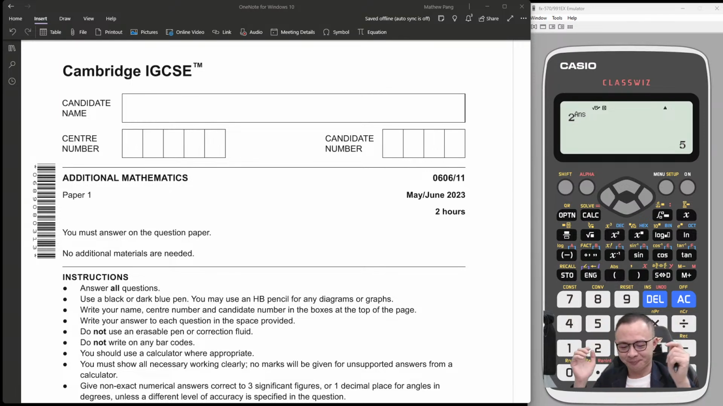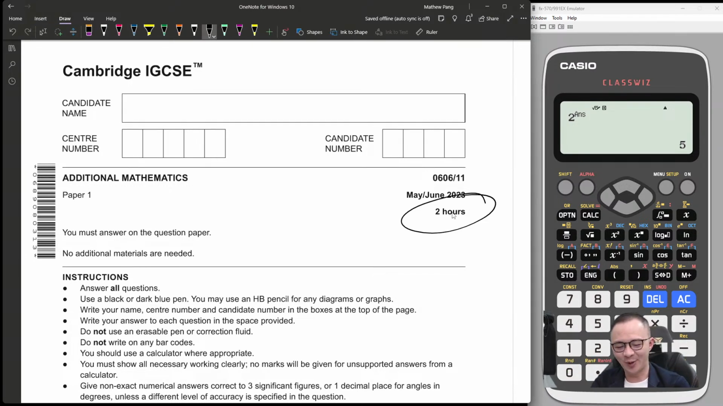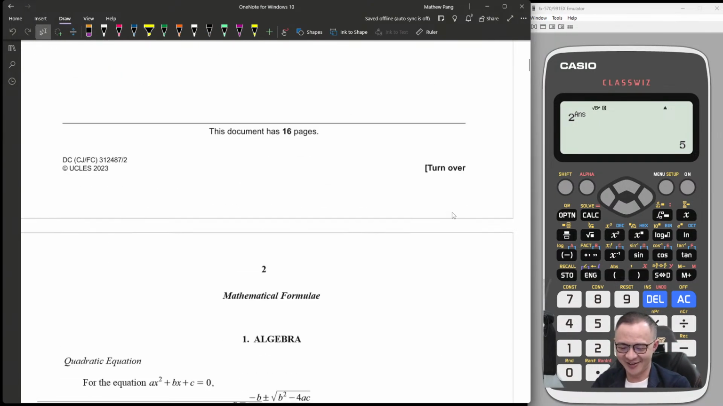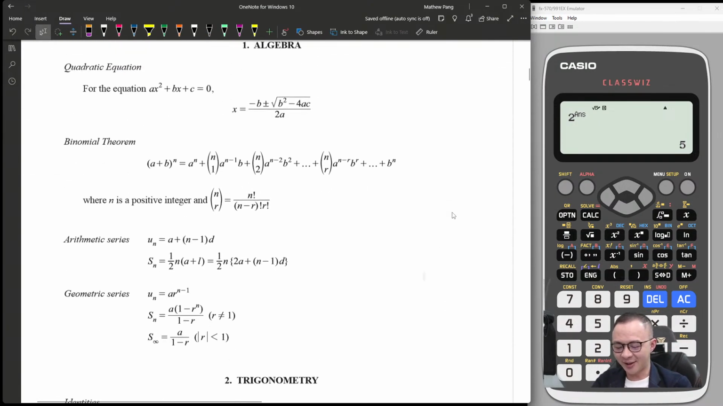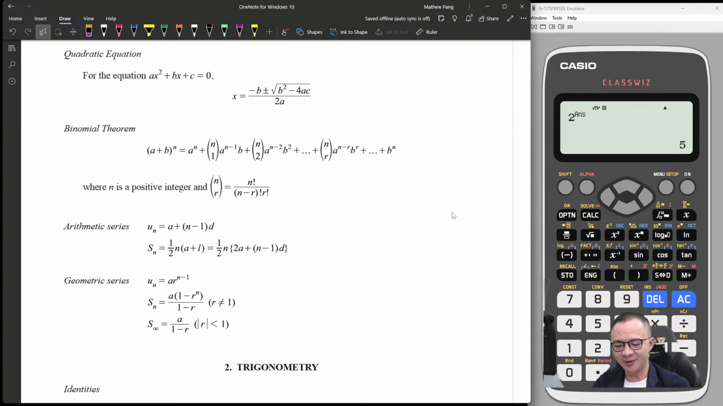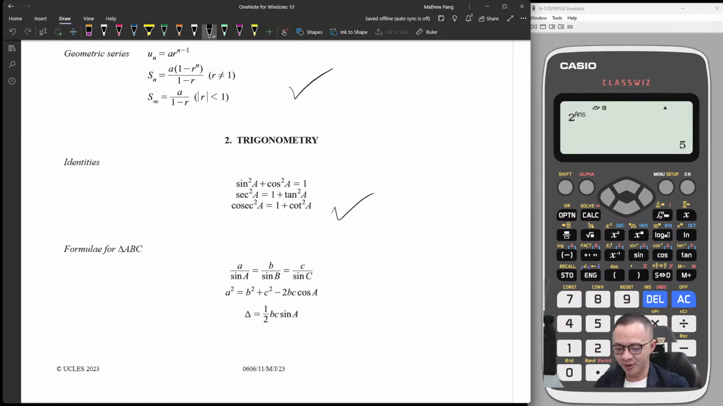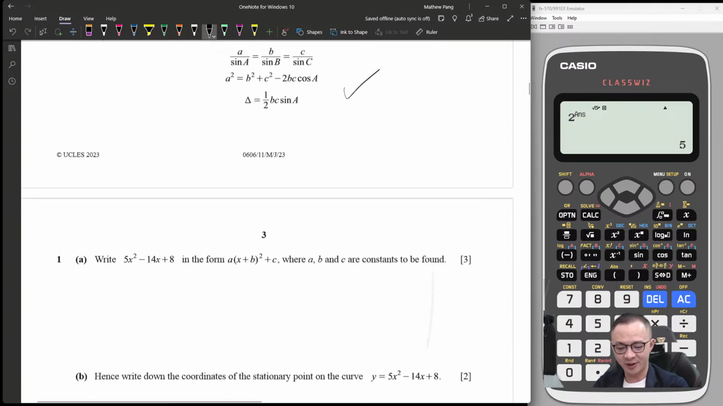Right, so let's begin. Okay, this is a 2-hour paper. I hope we can finish in 1.5 hours, so all of us can go rest earlier. Alright, these are all the formulas given. Nothing special. Quadratic formula, binomial formula, n factorial, nCr formula, and AP, arithmetic progression, geometric progression, and some trigo formulas. There's no new formula here.